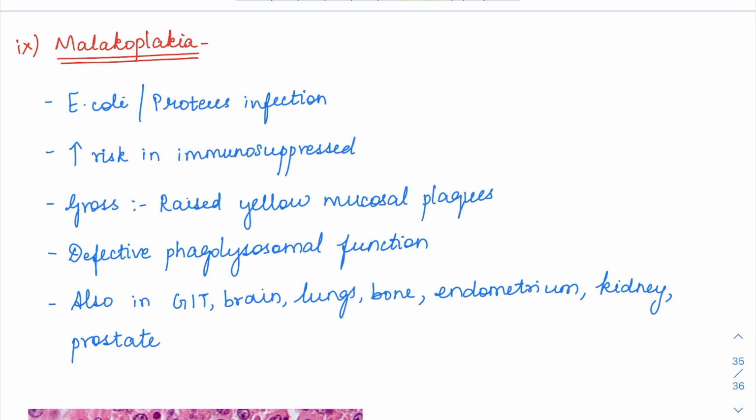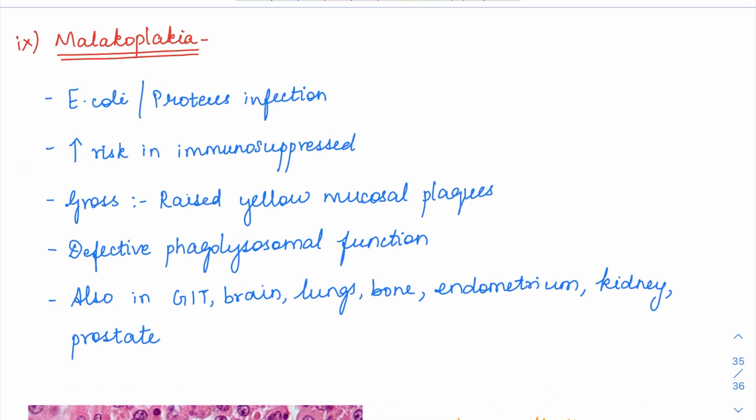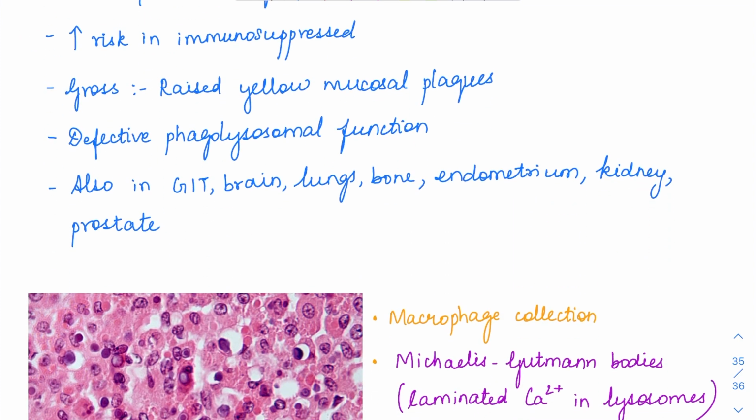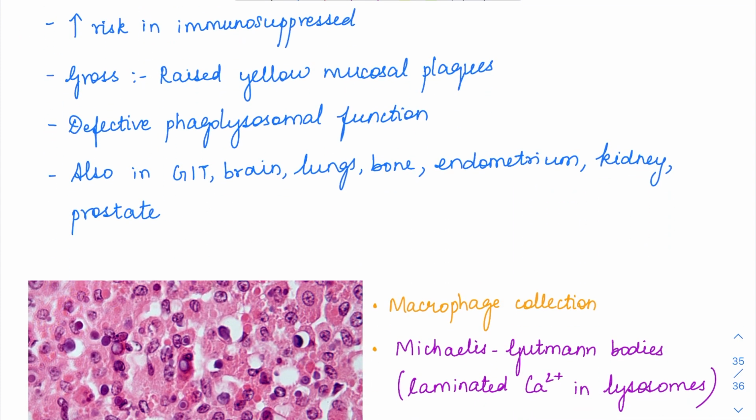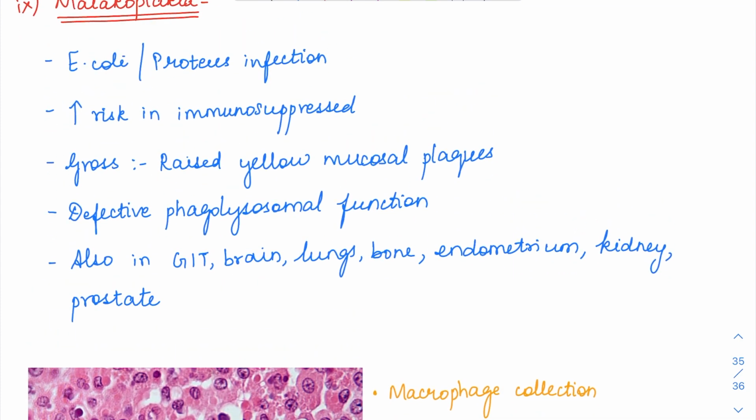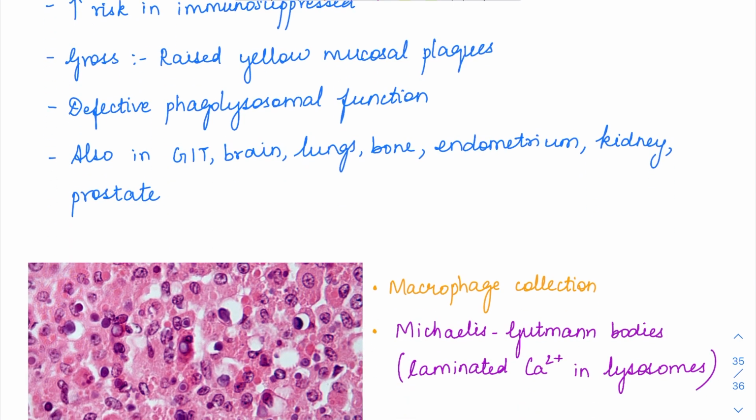Last topic in this renal system will be malakoplakia. So malakoplakia, again, image based questions have been asked in previous year questions also. It is an infectious condition usually seen in immunocompromised patients, and the infection is most likely to be caused by E. coli or Proteus. Grossly, they'll have yellowish mucosal plaques. So some raised kind of plaques will be seen on the bladder.